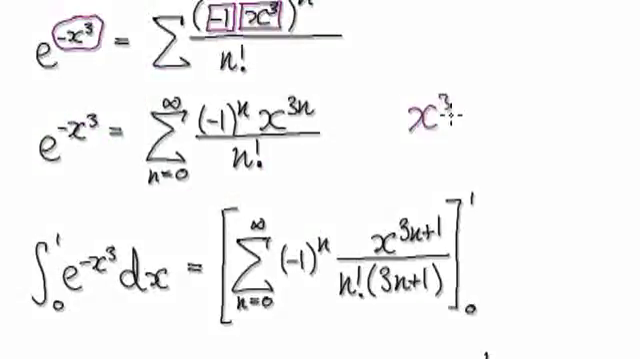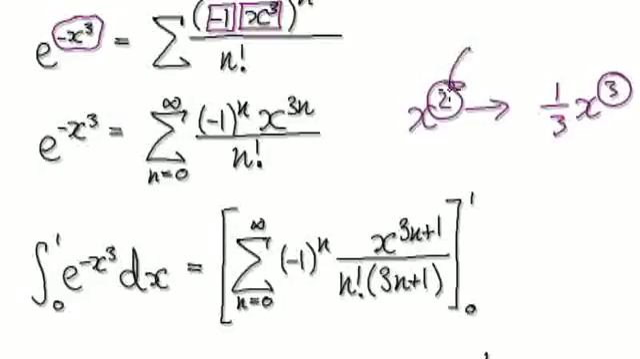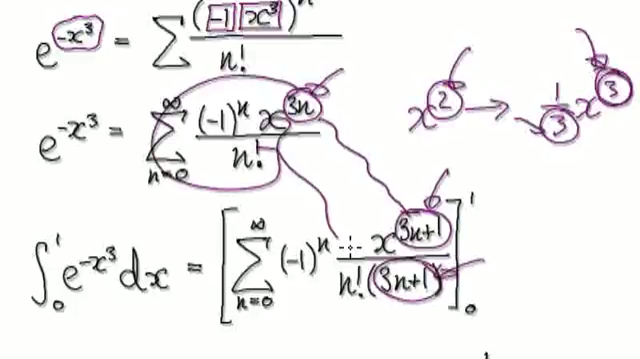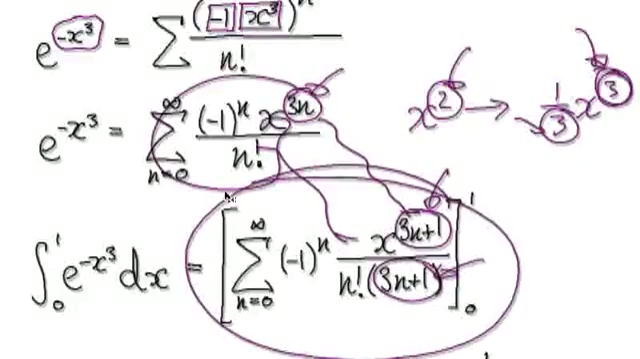Integrating the series, if you integrate x squared, it will be a third x to the power of 3. So this is always one notch higher than this. Looking at this, when you integrate it, it will be one notch higher, so it will be 3n plus 1. But then you've got to divide it by the very same thing. So integrate this, and that will give you this whole thing here.